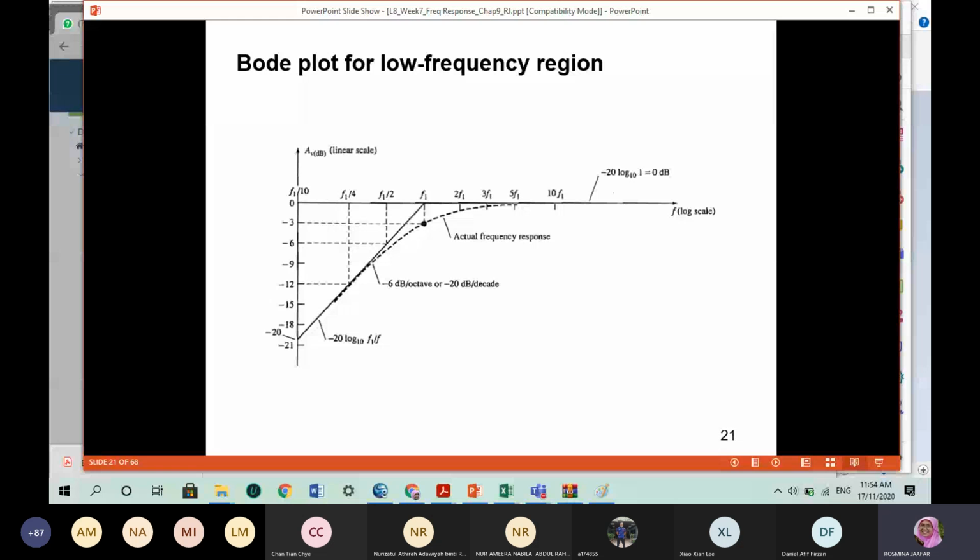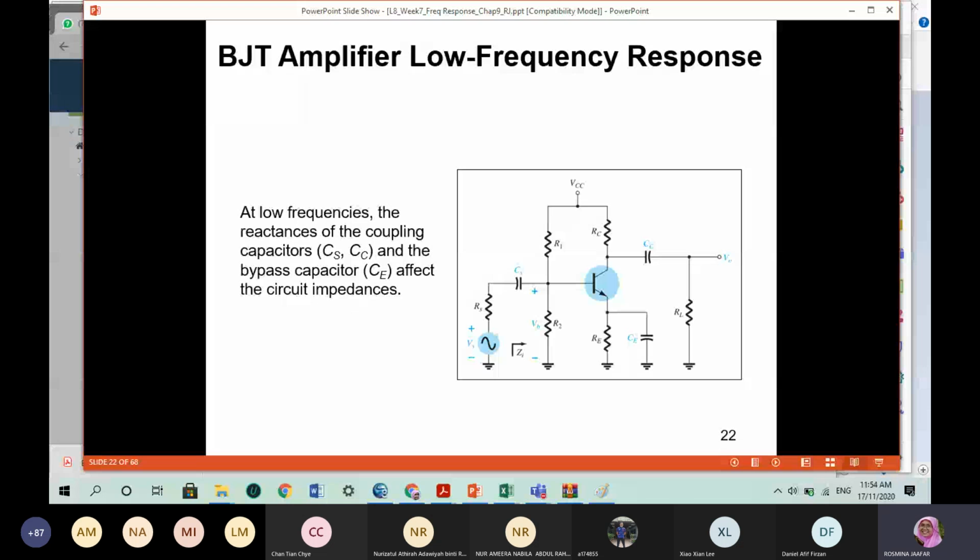Okay, now if you consider a BJT amplifier, low frequency response: at low frequencies, the reactance of the coupling capacitors CS, CC, and the bypass capacitor CE affect the circuit impedance. So here you have a voltage divider arrangement for this BJT. A voltage divider bias always has R1, R2 here, and you have RC.